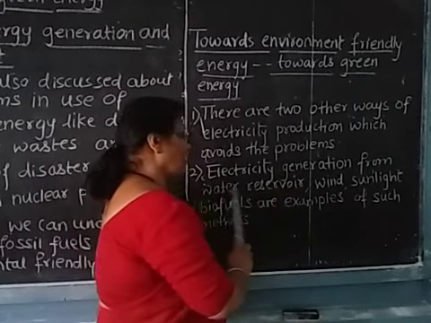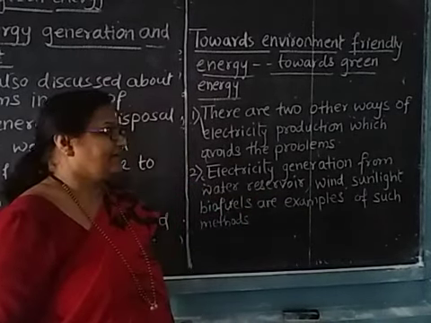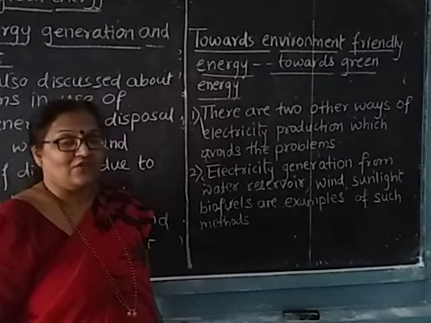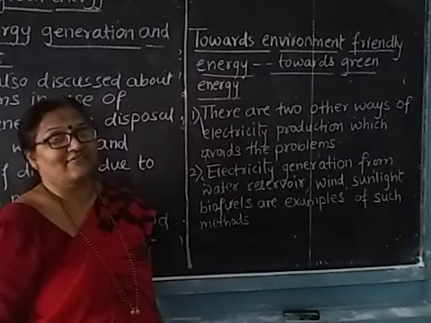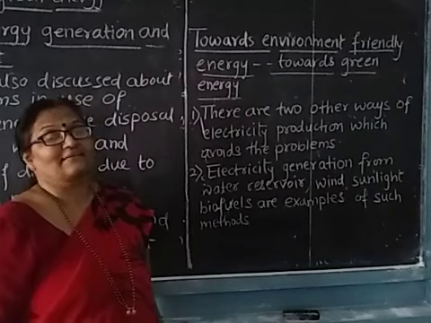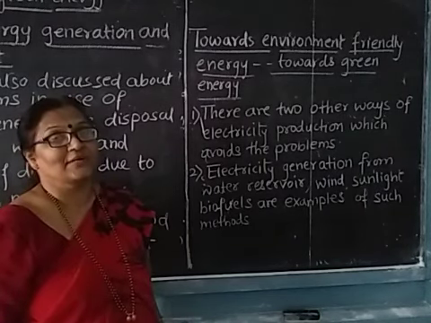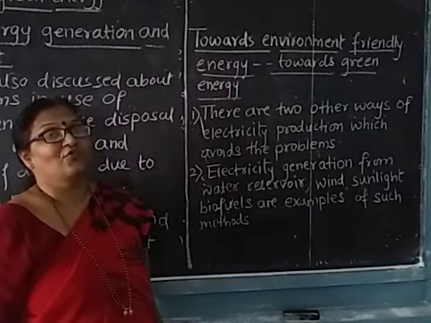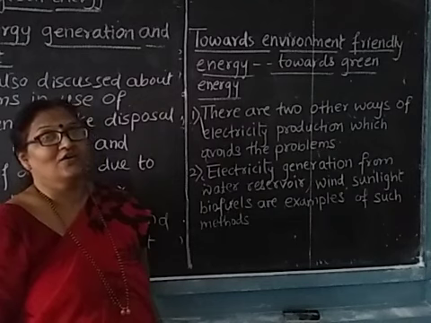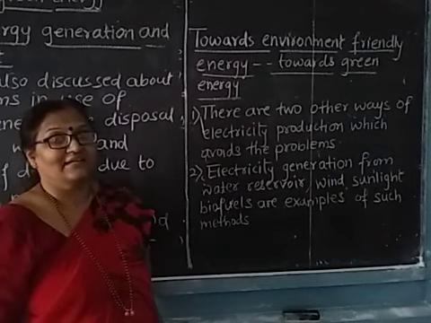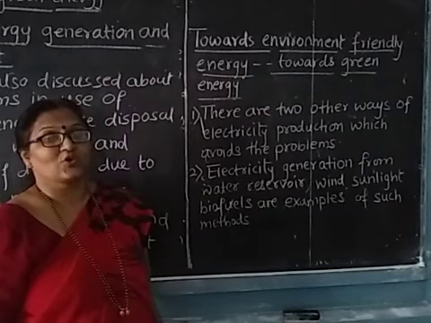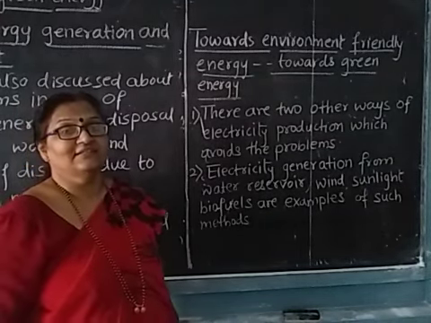Electricity generation from water reservoirs, wind, sunlight, and biofuels are some examples of such methods. By this method, we can avoid the various disadvantages which are created by the thermal energy. That means in thermal energy we are using the coal. The coal is limited, therefore we can't use this power plant for more years. Then again there is natural gas. Here the natural gas is also available for very little time.